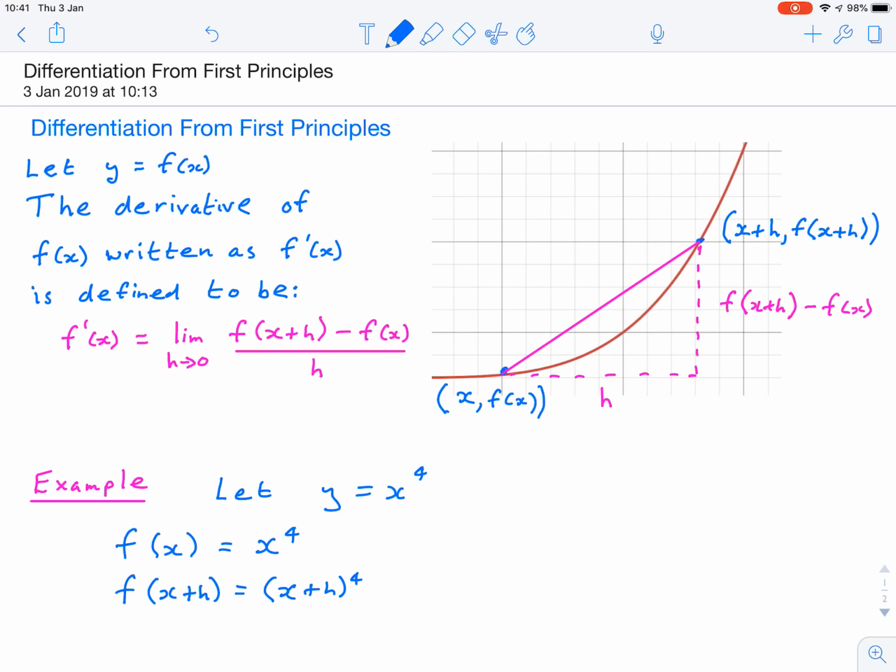Now we need to expand that, and if I just remind you of Pascal's triangle: 1 2 1, 1 3 3 1, 1 4 6 4 1, that's the one for the power 4. This would be x to the power 4 plus 4x cubed h plus 6x squared h squared plus 4x h cubed plus 1 h to the power 4.